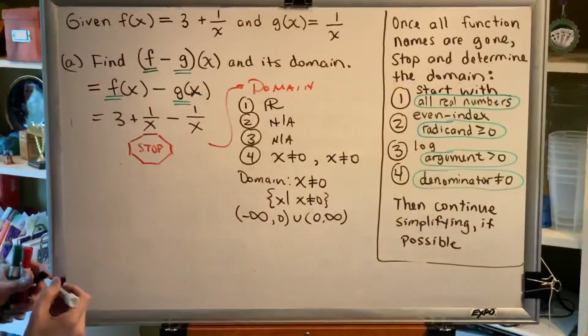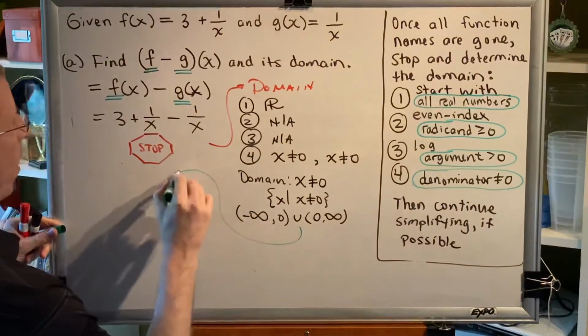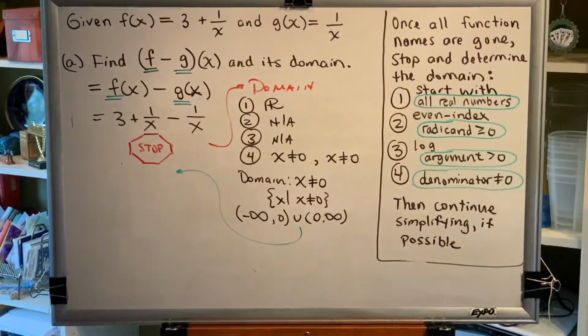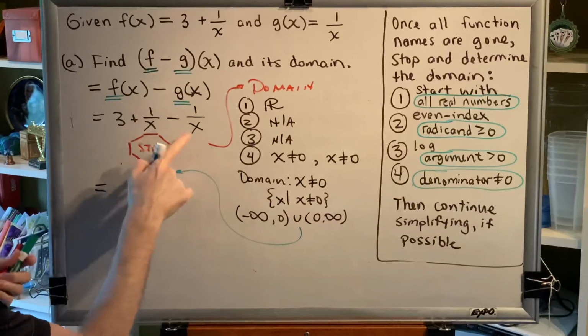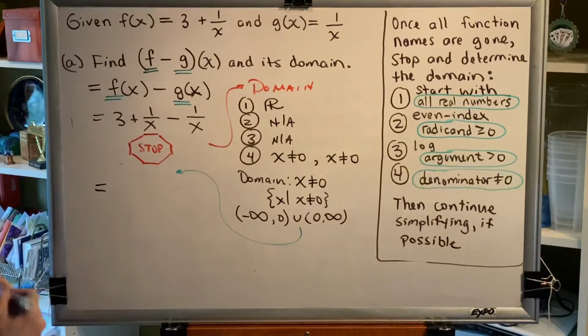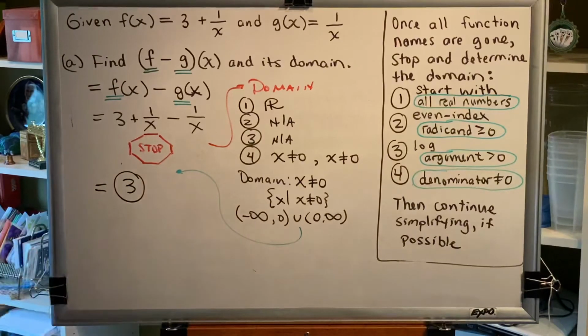Or as an interval, negative infinity comma 0 with parentheses at both ends, union 0 comma infinity with parentheses at both ends. All right, now that I've determined my domain, I will now go back to my problem and I will continue simplifying. Notice that I have plus 1 over x and minus 1 over x. Those cancel, leaving me just the final answer, 3.